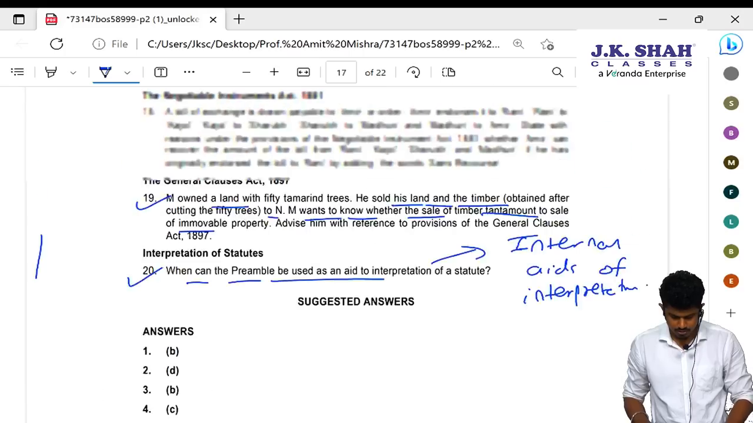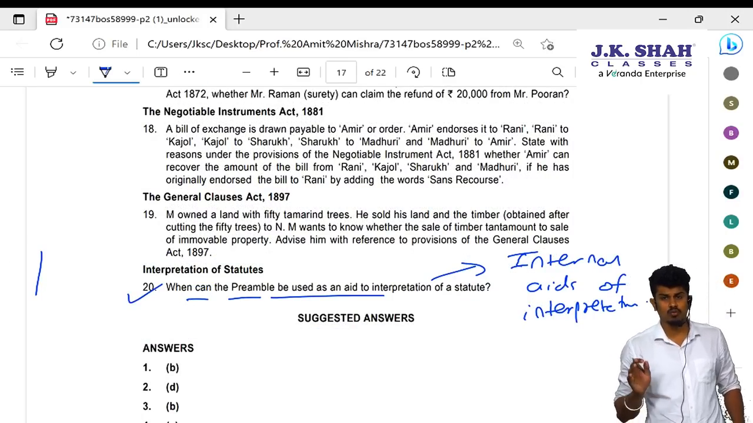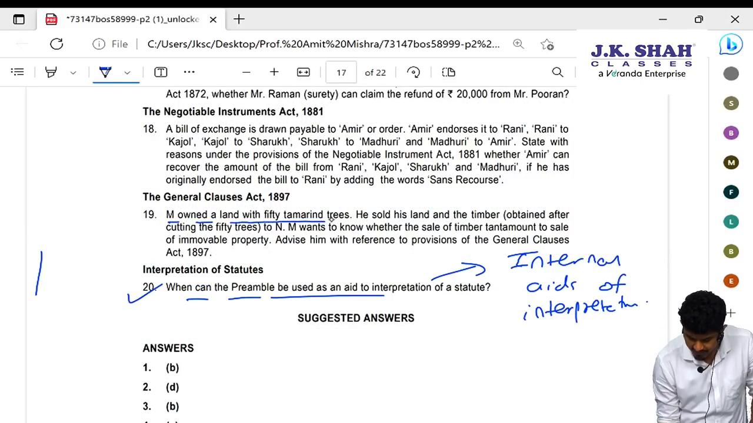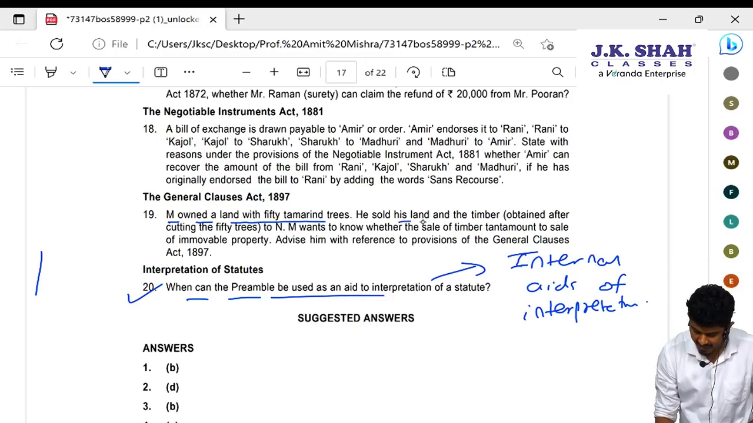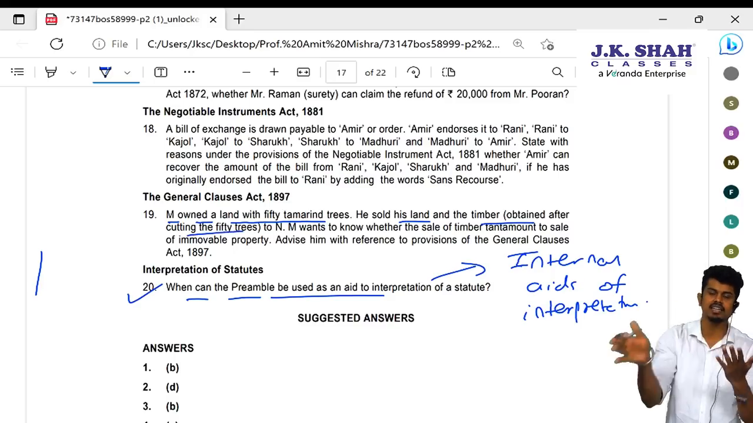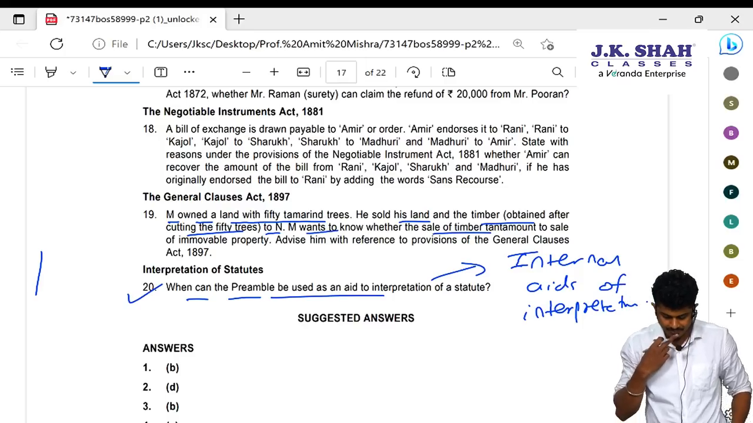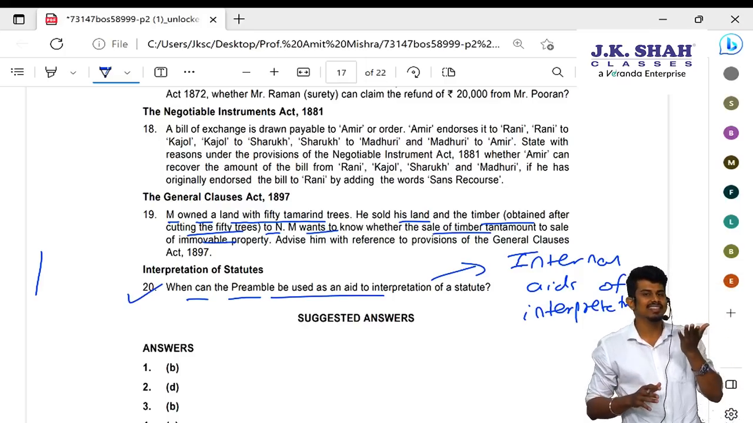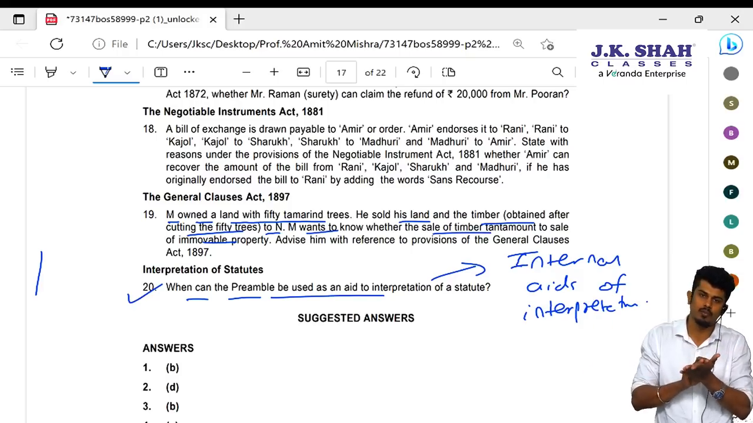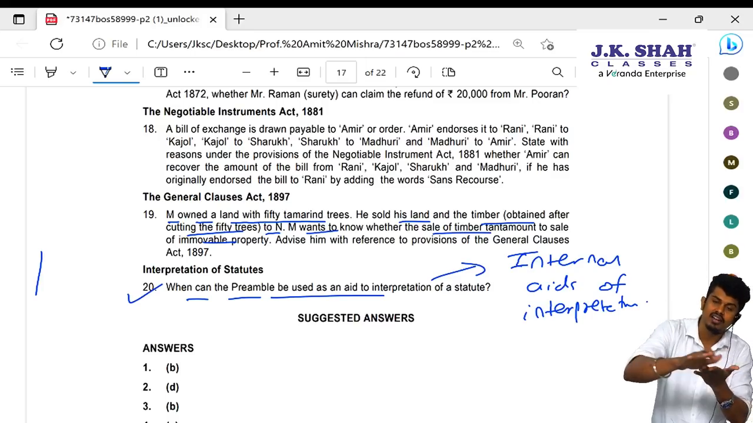So again, these two questions are very, very easy. Now, from General Clauses Act, what they have asked you is that M owned land and there are 50 tamarind trees over it. So he sold his land and timber after cutting the trees to N. Now M wants to know whether the sale of timber amounts to immovable property or not. See, first of all, M has sold his land to N. So land is immovable property. We all know that. But the trees which M has sold, he has sold after cutting those trees from the land, that is, after separating those trees from the land.